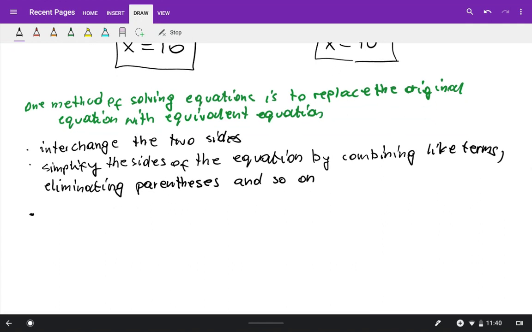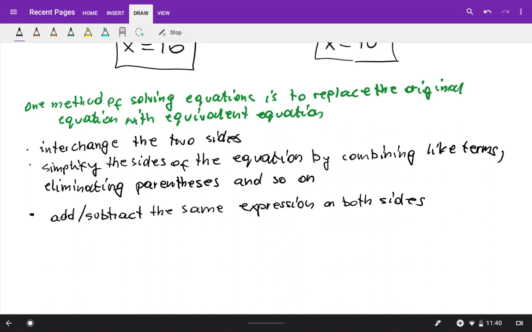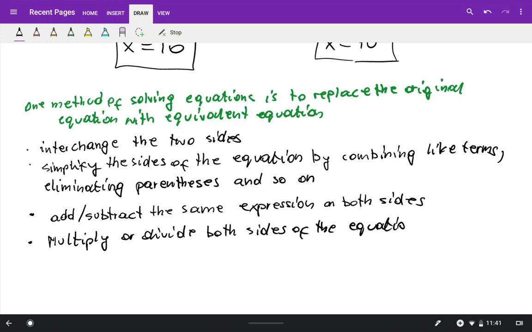Next, we're going to add or subtract the same expression on both sides, and then multiply or divide both sides of the equation by the same non-zero expression.